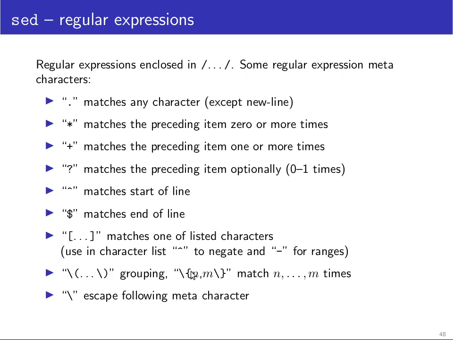You can say with curly braces that whatever comes before the curly braces has to match between n and m times, or has to match exactly n times if the comma m part is missing. And if you want to literally refer to any of these meta characters, then as usual, you can prefix it with a backslash in order to escape it.